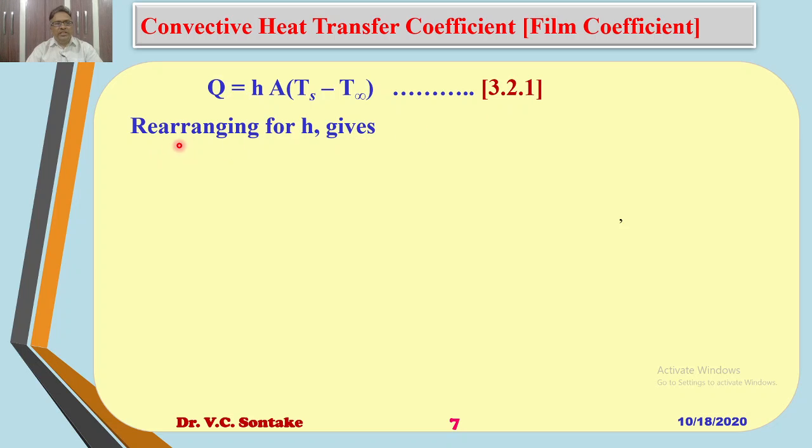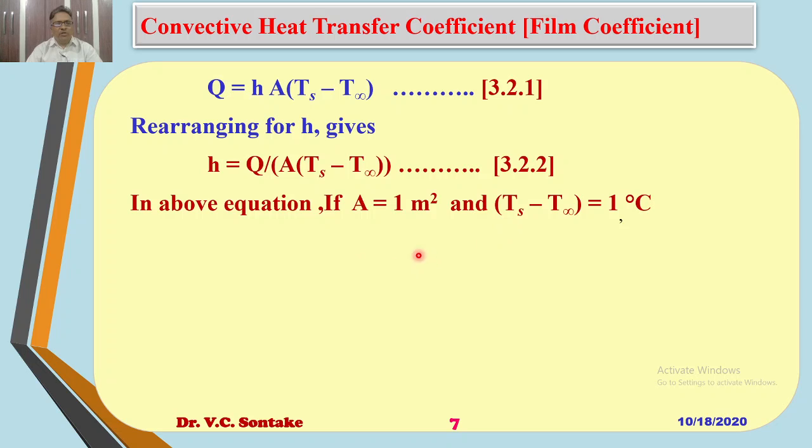If I rearrange this equation for h, it will give me h is equal to Q over A into (Ts minus T infinity). Let us say this is equation number 3.2.2. In the above equation, if we consider A equal to 1 meter square and temperature difference equal to 1 degree Celsius, then h is equal to Q watt.